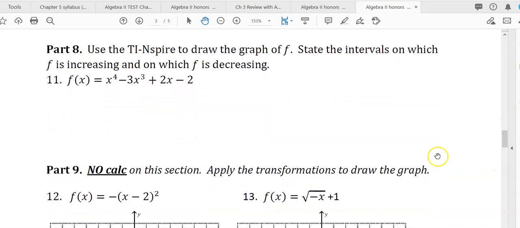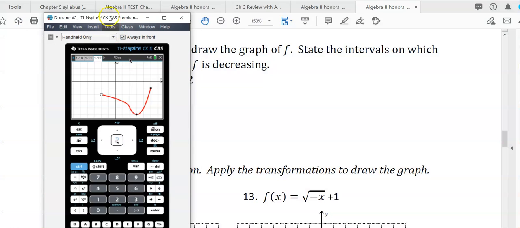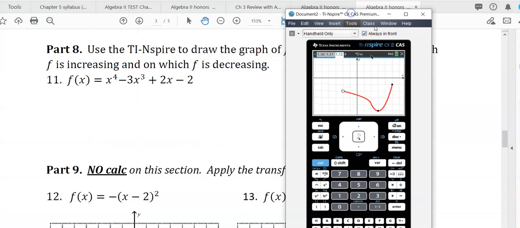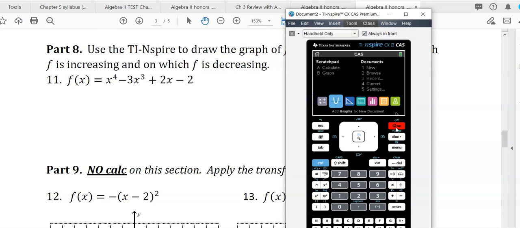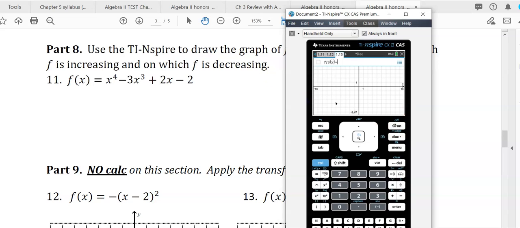So we're going to draw the graph of this one. So let's go here and draw this, and find out where it's increasing, decreasing. We may have to adjust our window. We'll have to see x to the 4th minus 3x to the 3rd plus 2x minus 2.